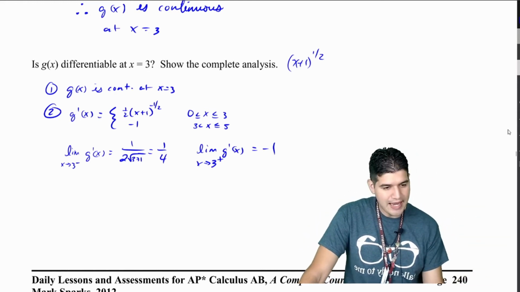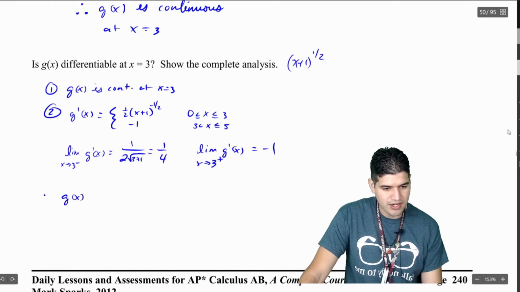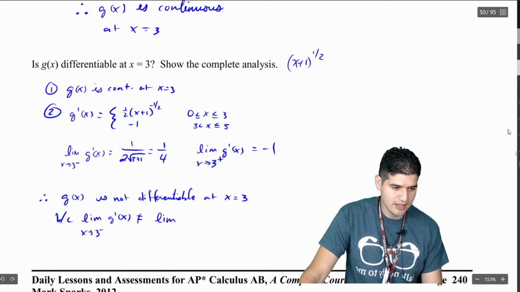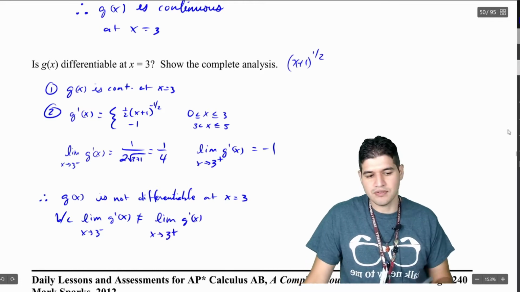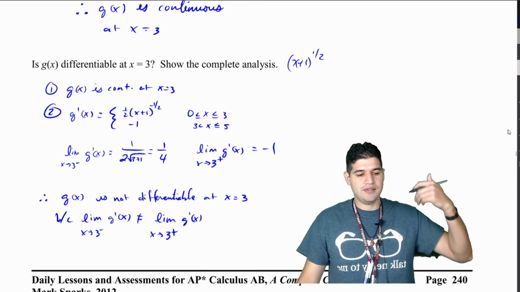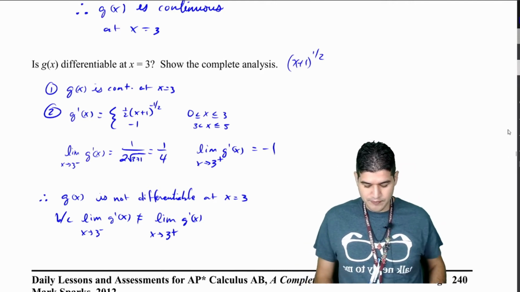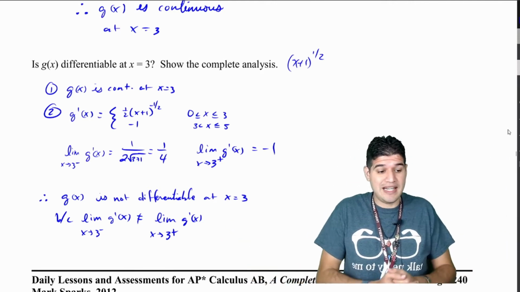So what we're going to say is that g of x is not differentiable at x equals 3, because the limit of g prime of x as x approaches 3 from the left does not equal the limit of g prime of x as x approaches 3 from the right. Or you could say something like the limit of g prime of x as x approaches 3 does not exist or is undefined. So that therefore is not differentiable at x equals 3.